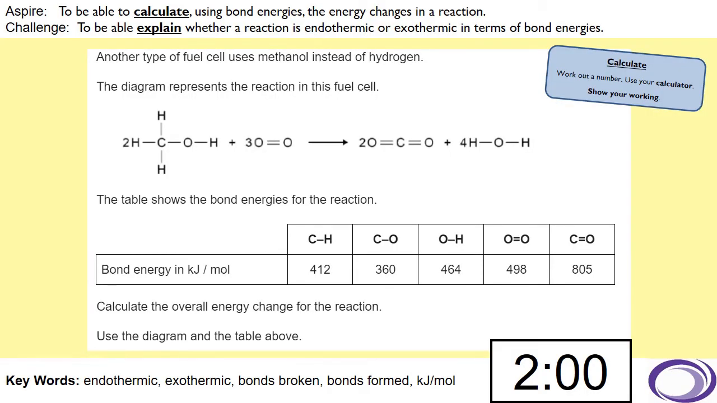So now you've seen one example, it's time for you to have a go at one of these calculations for yourself. Another type of fuel uses methanol instead of hydrogen. And you can see here that the diagram represents the reaction inside of that fuel cell. So we've got methanol reacting with oxygen to form carbon dioxide and water. And you've got the bond energies listed on the screen also. I'd like you to calculate the overall energy change for that reaction.